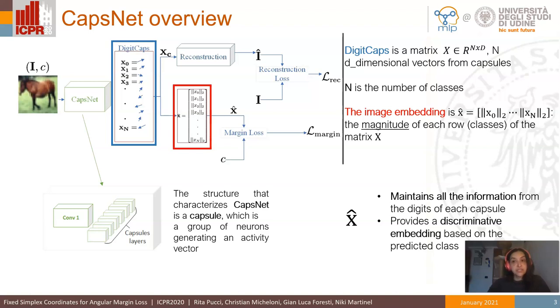Digit caps is a matrix X of n d-dimensional vectors computed by capsules, where n is the number of classes. We compute the image embedding by computing the magnitude of each row of the matrix X, and we obtain hat X. Hat X maintains all the information from the digits at each capsule and provides a discriminative embedding based on the predicted class.